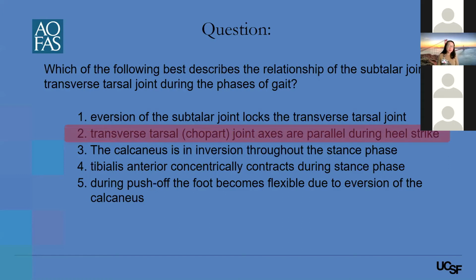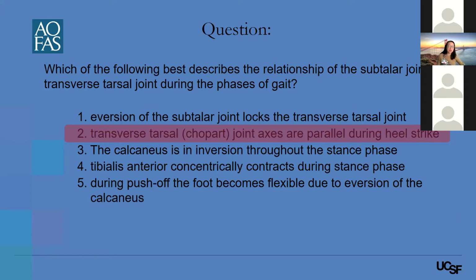So we said the transverse tarsal joints are parallel during heel strike. That's true. They're parallel, so it's a supple joint. Number 3 says the calcaneus is in inversion throughout the stance phase. It's not true, right? If it's in inversion, it's always rigid. You don't want it to be always rigid, because when you're first hitting the ground, that's the start of stance phase. It should be supple.